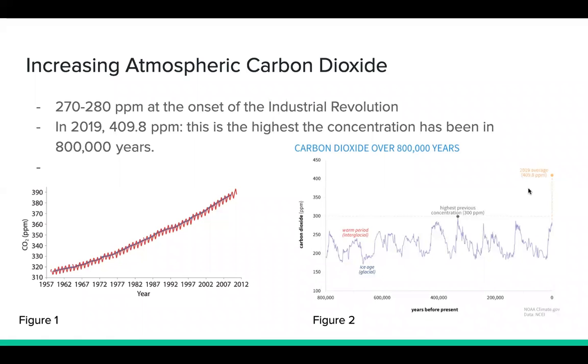Since the Industrial Revolution, anthropogenic activities such as burning fossil fuels have increased the amount of carbon dioxide in the atmosphere. Atmospheric carbon dioxide at the beginning of the Industrial Revolution was about 270 to 280 parts per million. In 2019, atmospheric carbon dioxide reached 409.8 parts per million. This is the highest concentration of carbon dioxide observed in the past 800,000 years.